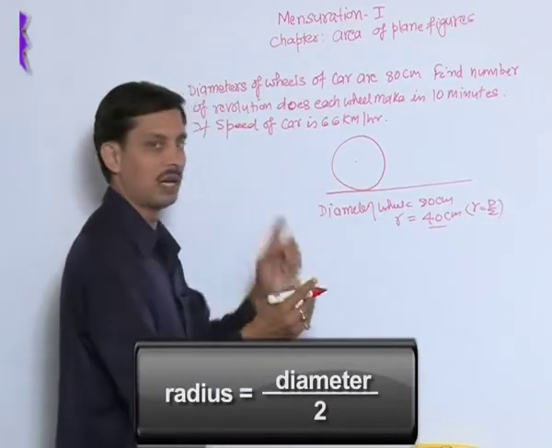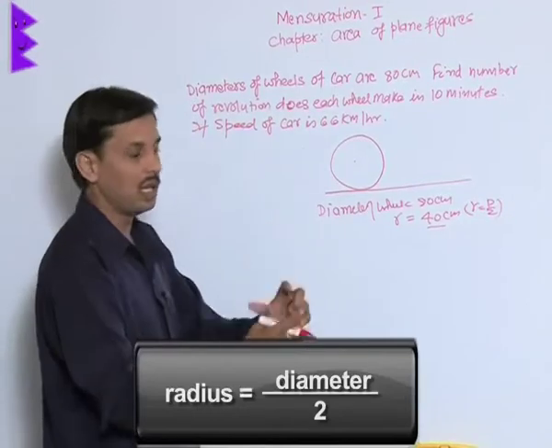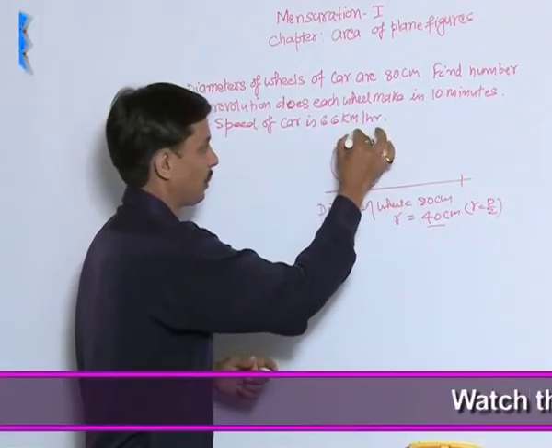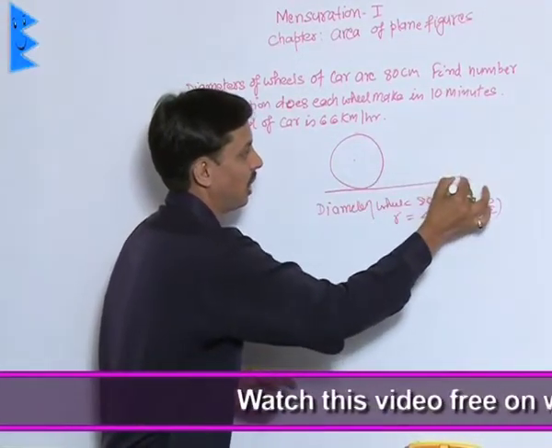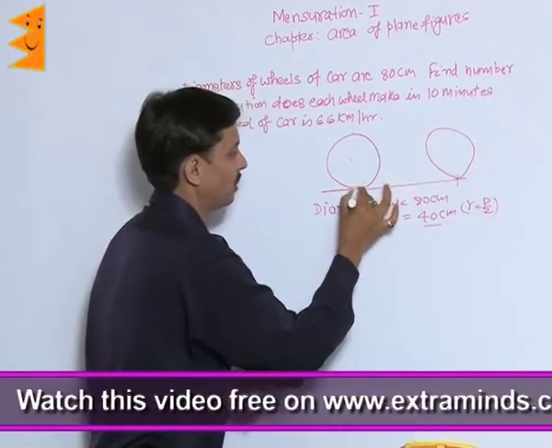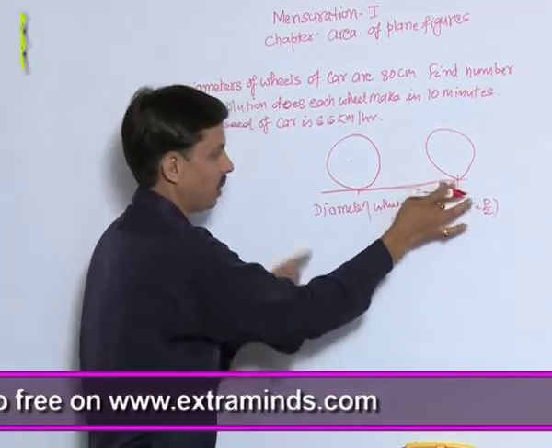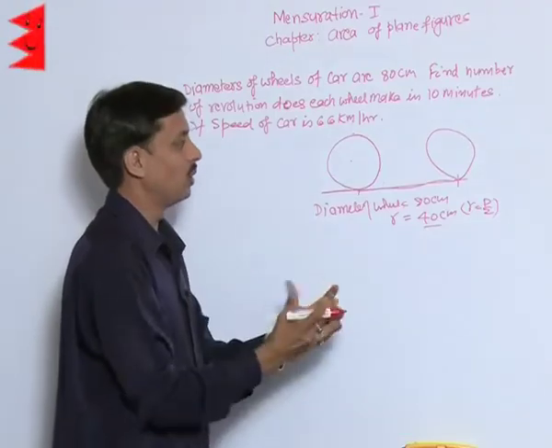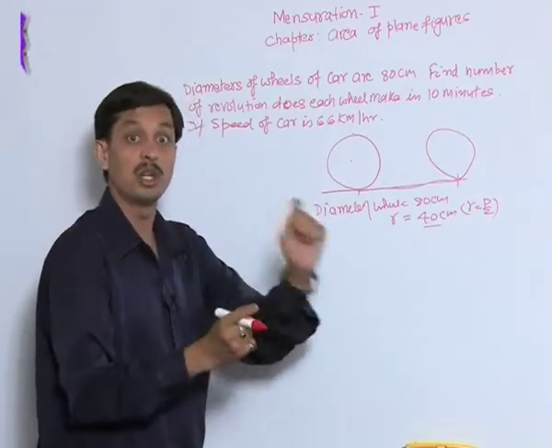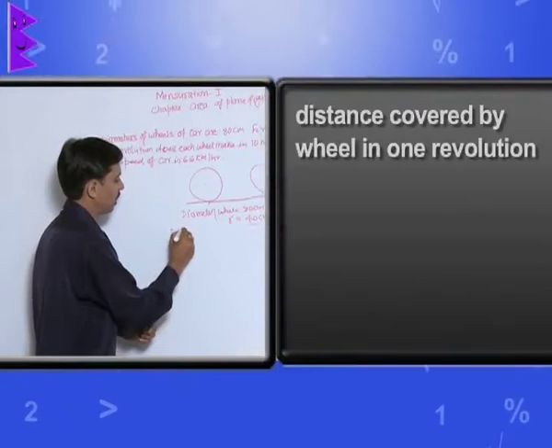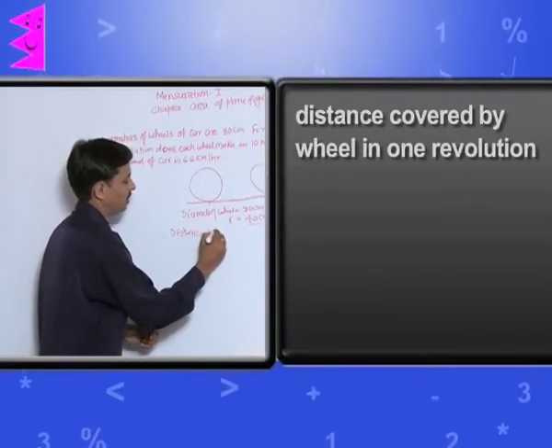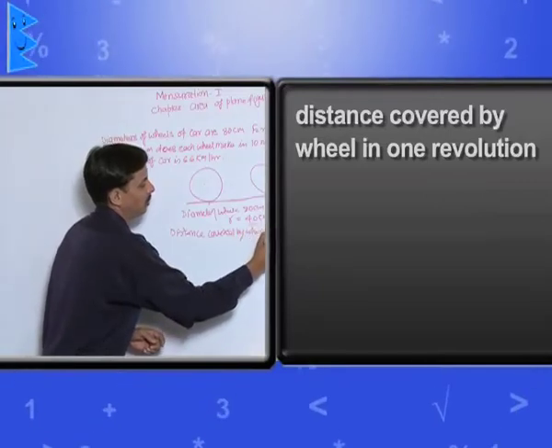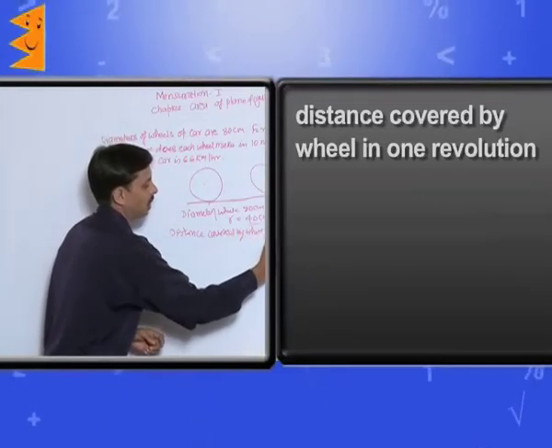Radius is 40 centimeter, and I told you when any wheel moves, then in one revolution, if suppose this moves like this and comes here, then what happens? This distance is equal to the length of its circumference. So I will tell you in one revolution how much it will move. We will say distance covered by wheel in one revolution is how much?